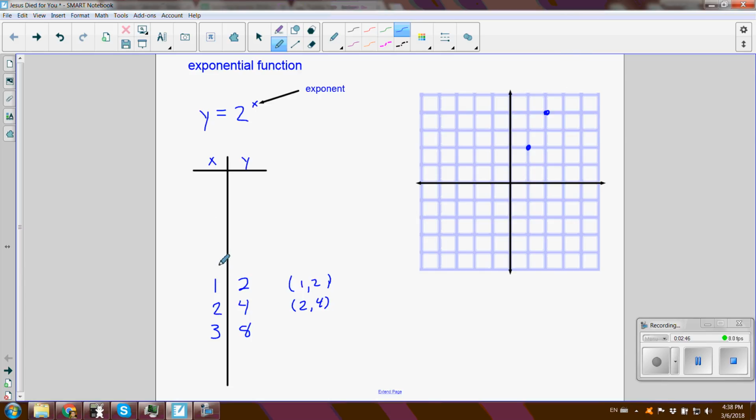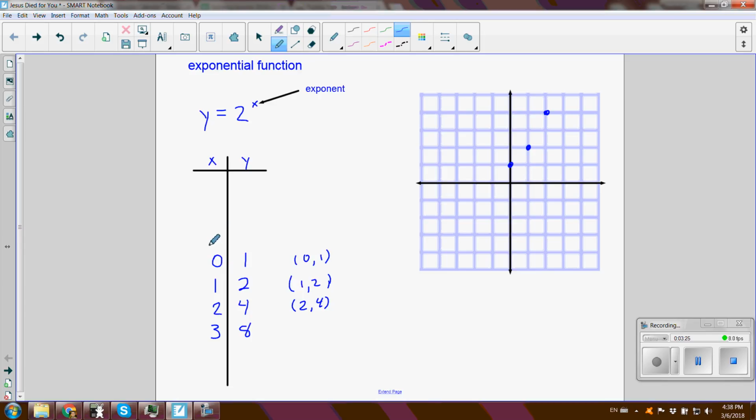Now, suppose x equals 0. Notice the pattern here: 8, 4, 2. 8 divided by 2 is 4. 4 divided by 2 is 2. 2 divided by 2, this should be a 1 to fit the pattern. Divide by 2, divide by 2, divide by 2. And hopefully you remember from previous experience that anything to the 0 power is 1. So if x equals 0, 2 to the 0 power is 1. That gives you the point (0, 1).